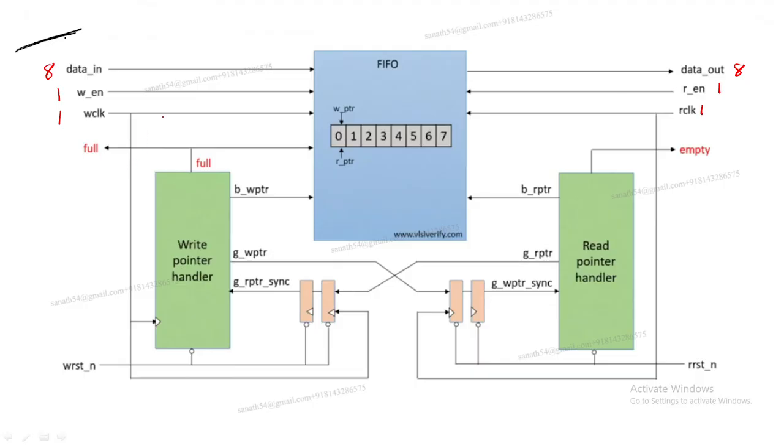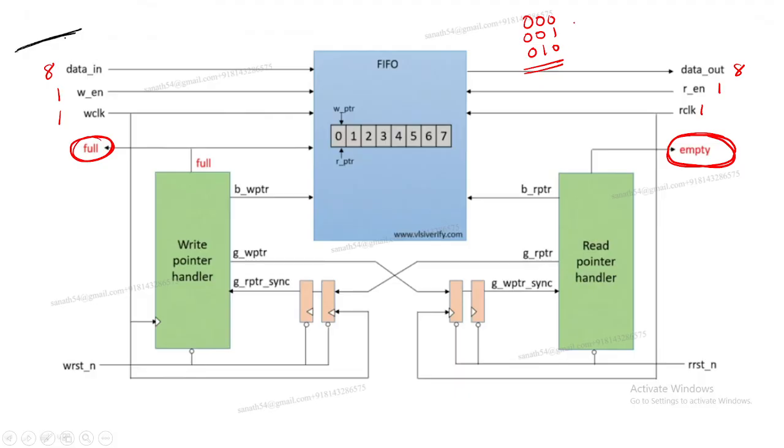Towards the write pointer there is FIFO full, and towards the read pointer there is FIFO empty. Last class we already saw the conditions, when it is FIFO full and when it is FIFO empty. And next here are the binary write pointer and binary read pointer. For every read and write operation, these will be incremented, like a counter, like 000, 001, 010.